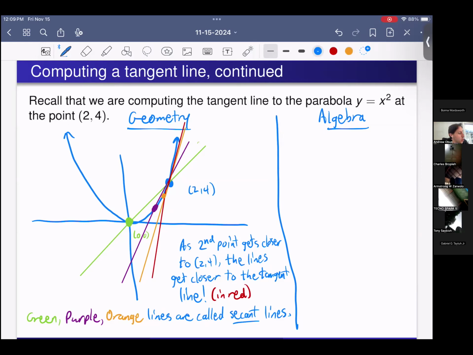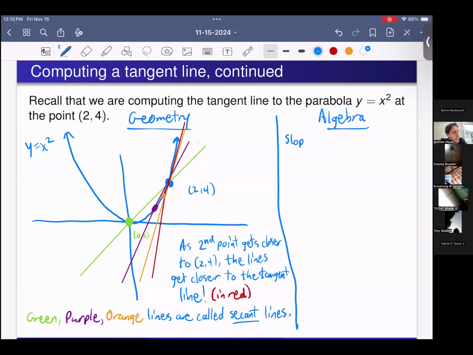So now what's the algebra over here? Remember, this is the graph y equals x squared. Before I move on to the algebra, does this geometric picture make sense? Certainly, it makes sense. Okay, good. Everybody else is clear? Okay, so what's the algebra?